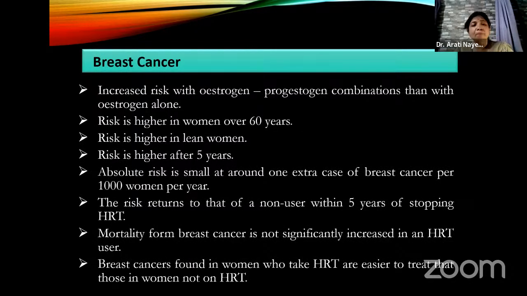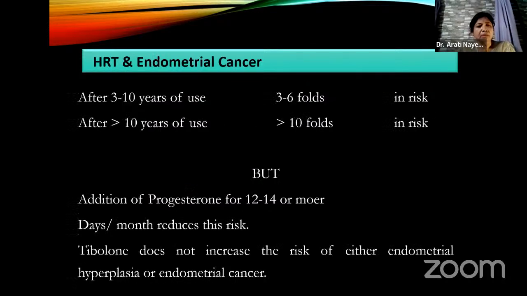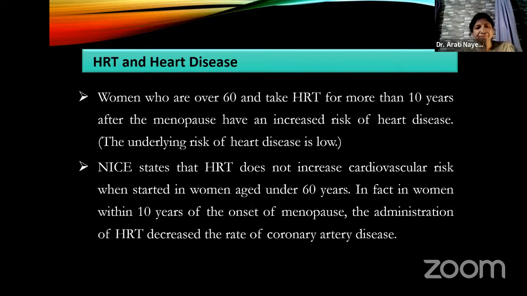Breast cancer risk is seen when combined estrogen and progesterone are used for more than 5 years, in lean women and women more than 60 years. The good news is that mortality from breast cancer is not significantly increased in HRT users. After 3 to 10 years of use of HRT, the risk of endometrial cancer increases 3 to 6 fold, and after 10 years of use, the risk increases to more than 10 fold. But addition of progesterone for 12 to 14 days or more per month reduces this risk. Tibolone does not increase the risk of either endometrial hyperplasia or endometrial cancer.